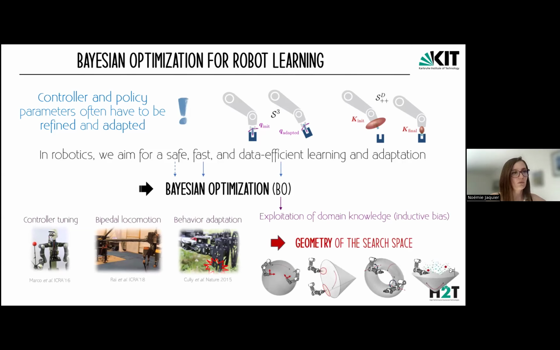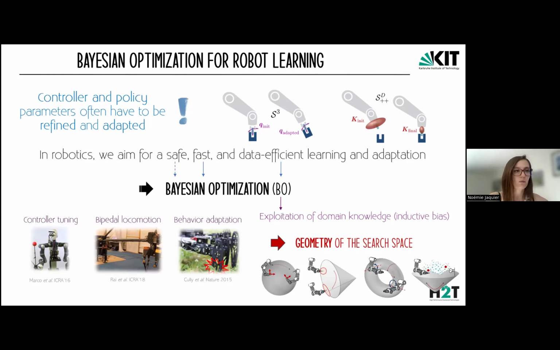What we can do also is to actually take into account the geometry of the search space. So in the example I showed you, for instance, when we want to adapt the orientation of the end effector, we usually represent orientation as unit quaternions, which are vectors with a unit norm. Or when we want to adapt the stiffness, basically the stiffness are similar to positive definite matrices, so they have only positive eigenvalues, and all those parameters have specific geometry.